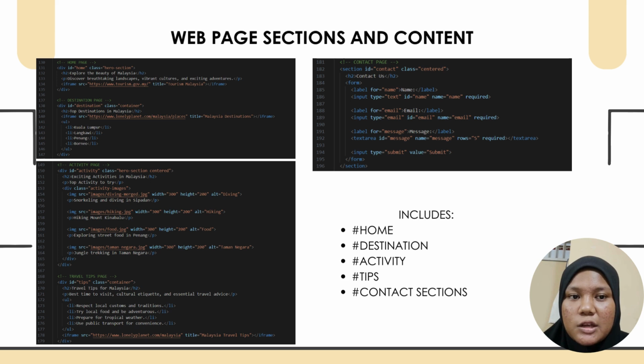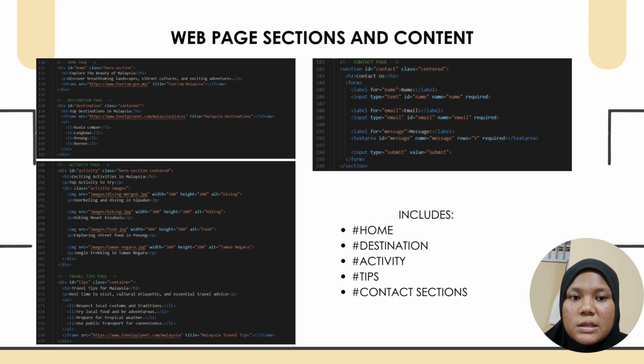The home section includes a brief description of Malaysia's tourism appeal and an embedded iframe that loads content from the official Tourism Malaysia website. It's a nice way to add live content without duplicating data. The destination section offers a bulleted list of top travel spots in Malaysia, such as Kuala Lumpur, Langkawi, Penang, and Borneo. There is also an embedded Lonely Planet guide that gives users more in-depth travel ideas.